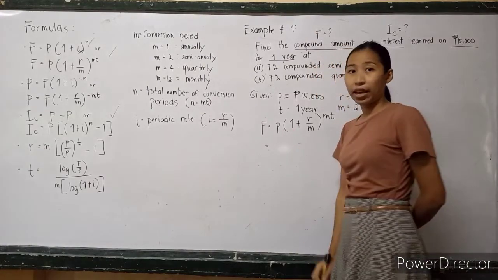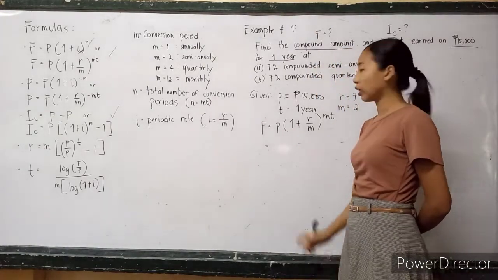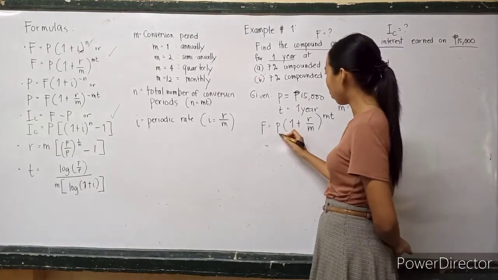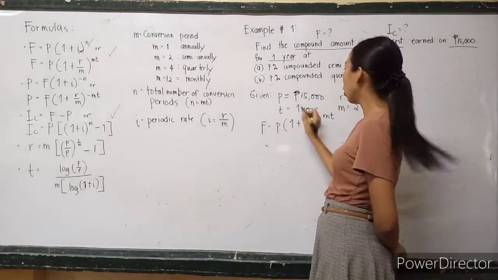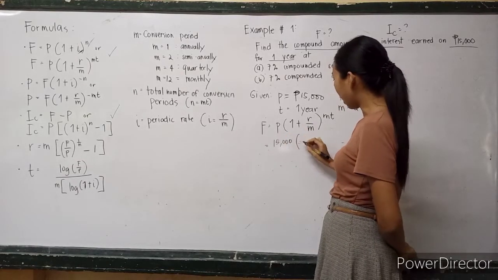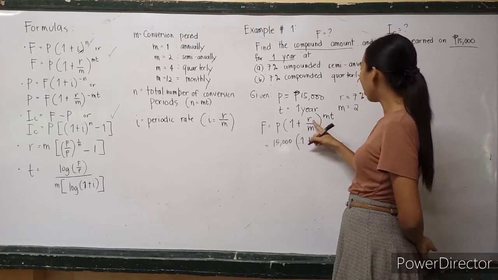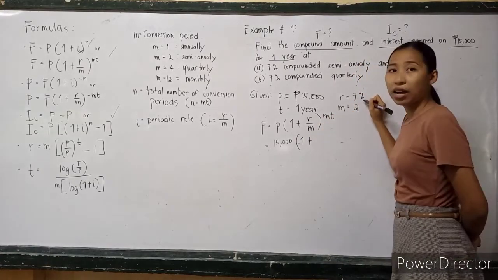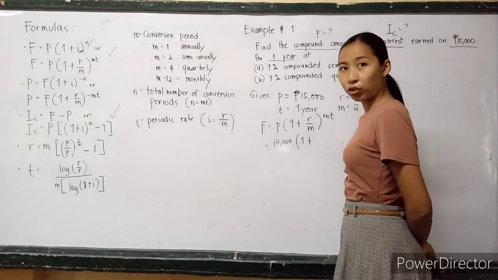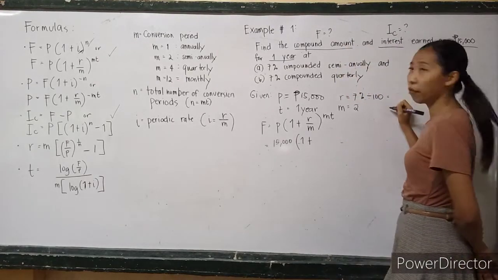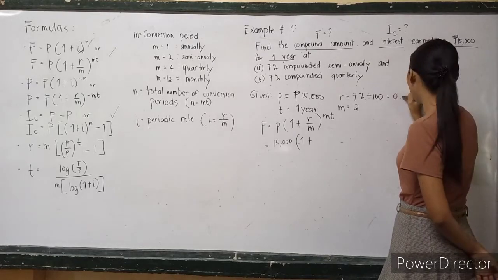So, next step is we are going to substitute all your values for the letters. So, we have 15,000 times 1 plus R, which is 7%. Remember in this rule, we convert the 7% into decimal form. So, we divide it by 100. So, our final rate is 0.07.